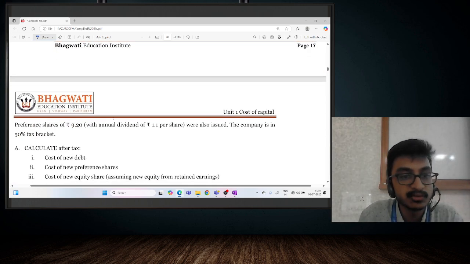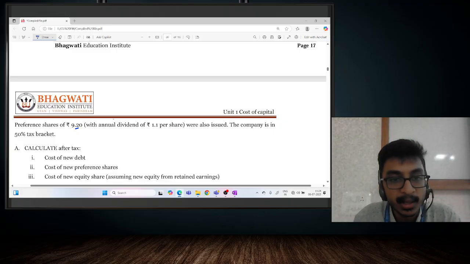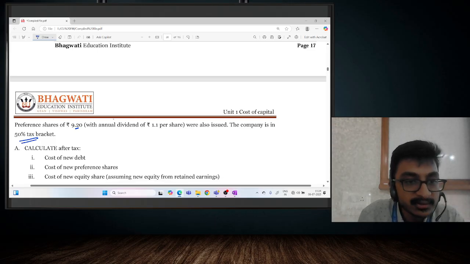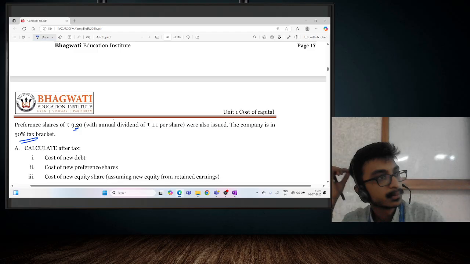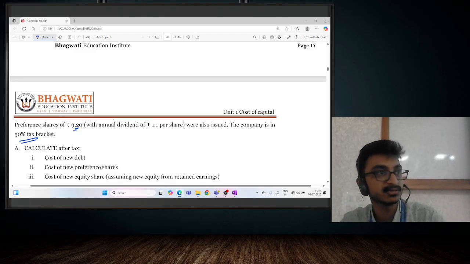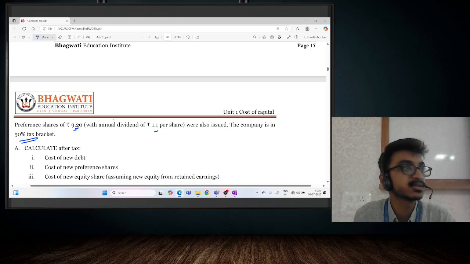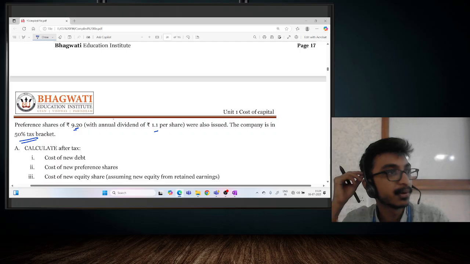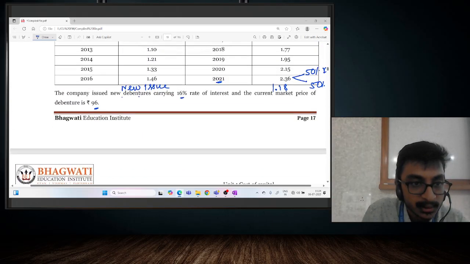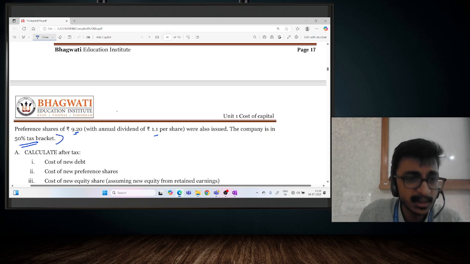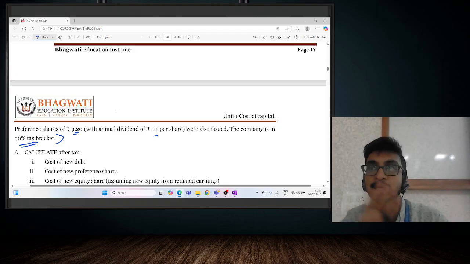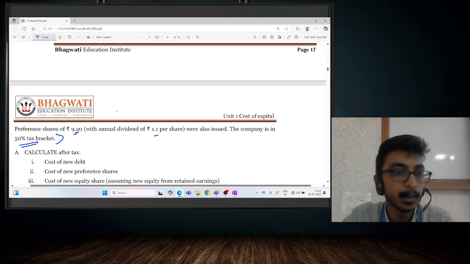And then we have preference shares of rupees 9.2 with an annual dividend of rupees 1.1 per share, which were also issued. The company is in the 50% tax bracket. Now what is this 9.2? The price at which the preference shares were issued. 1.1 is nothing but the preference dividend. So with the help of these two numbers we can calculate the cost of preference share capital. Right? Before that, are this debenture and this preference share redeemable or irredeemable? It is irredeemable. Why? Because they have not mentioned anything about the maturity. So we have to use the irredeemable formula in this question.